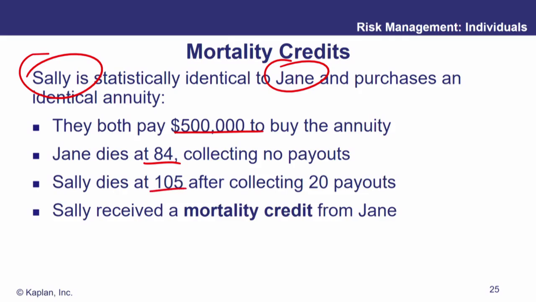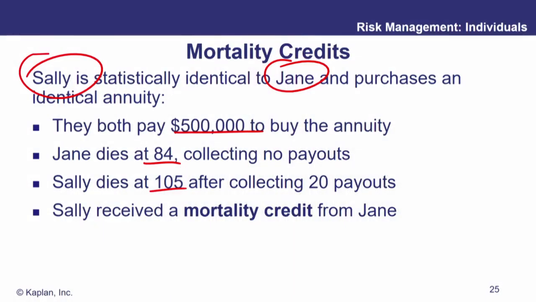Let's suppose Sally lives to 105. She'll get 20 annual payments. They both paid the same money up front. One of them gets nothing back. One of them gets 20 large payments back. So Sally has benefited by Jane's early death. Now that's a little bit morbid, so we label that a mortality credit. Sally is benefiting in this case by living a long time, and Jane is suffering by not living as long in a financial sense. So the concept of mortality credit is this law of averages.